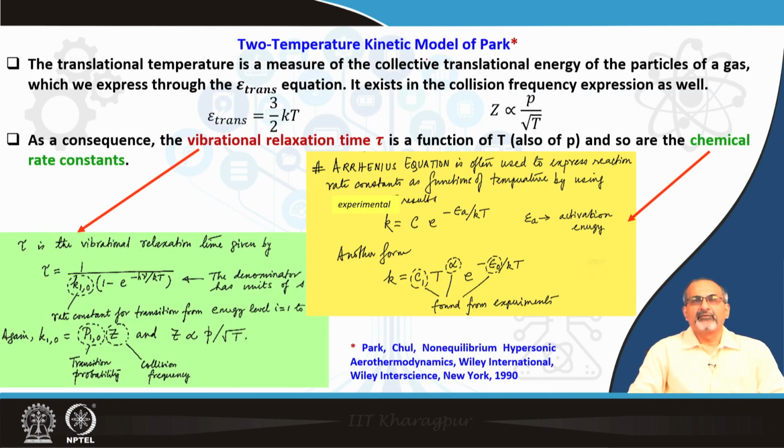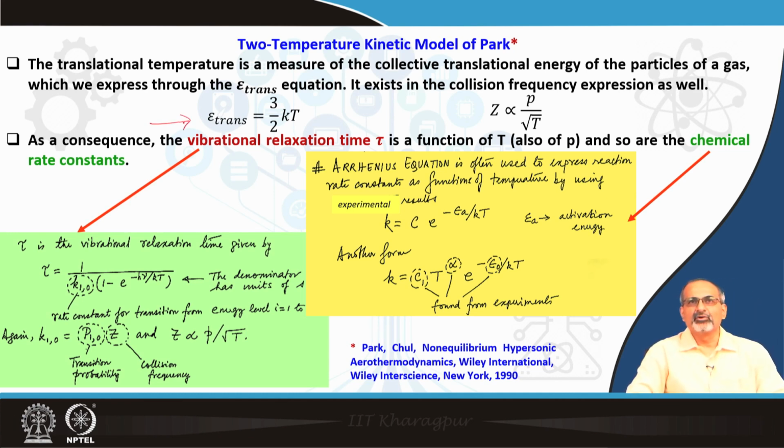Next, let us have a look at the two temperature kinetic model of Park. Let us try to look at the basis of this model. What is the justification behind studying this model? The translational temperature is a measure of the collective translational energy of the particles of a gas, which we express through the E translational equation, which is given here.